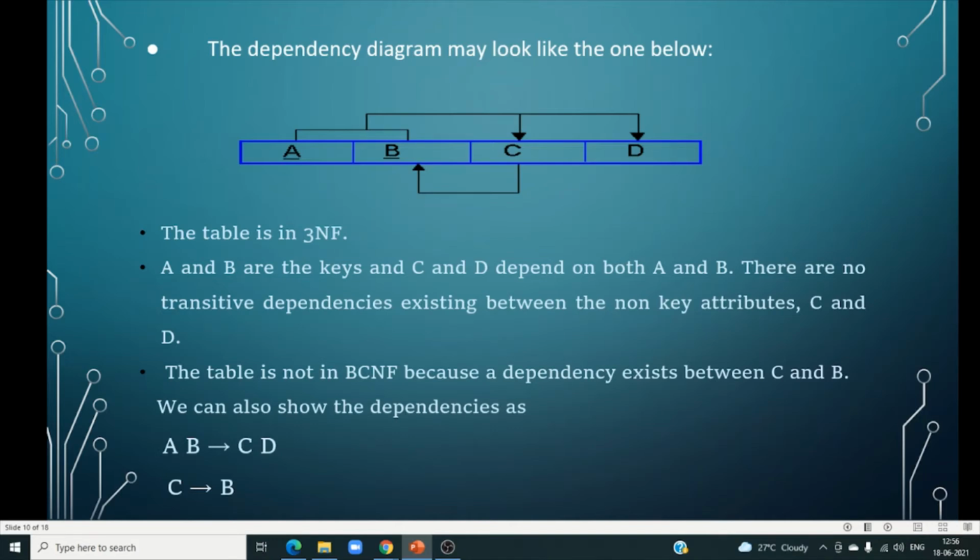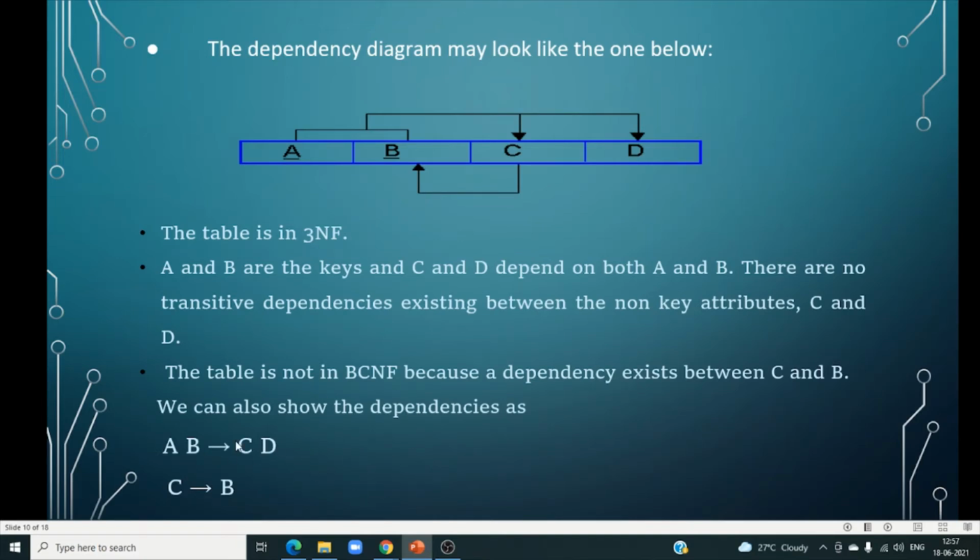This is called the BCNF, Boyce-Codd normal form. Here A and B are the key, and C and D depend on both A and B. There is no transitive dependency between the non-key attributes C and D. We have only two non-key attributes and there is no dependency between these two, so there is no transitive dependency. So we call this table third normal form. But this is not BCNF because a dependency exists between C and B.